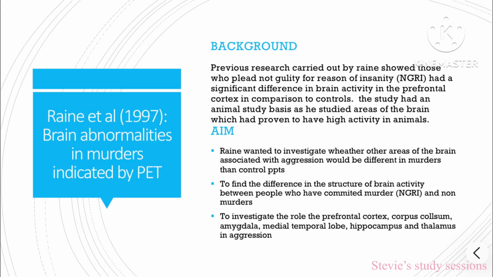Previous research carried out by Raine showed that those who pled not guilty for reason of insanity had a significant difference in brain activity in the prefrontal cortex in comparison to controls. The study had an animal basis, as he studied areas of the brain which had proven to have high activity in animals. Aims. Raine wanted to investigate whether other areas of the brain associated with aggression would be different in murderers compared to control participants. He wanted to find a difference in brain structure activity between those who had committed murder and non-murderers. He wanted to investigate the role of the prefrontal cortex, corpus callosum, amygdala, medial temporal lobe, hippocampus, and thalamus in aggression.